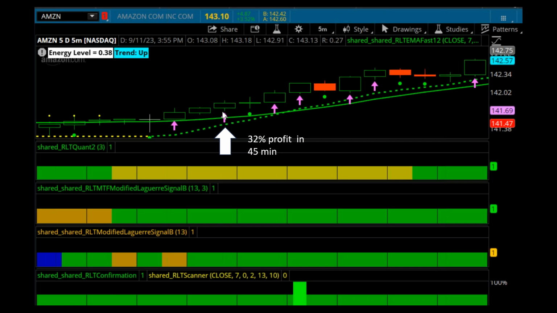I get it right here. I took 32% in 45 minutes on this break right here. It just kept moving right up. As it gets extended from the 15, then I'm going to think about taking profits. And I took them off right here, but it kept on going a little bit more.